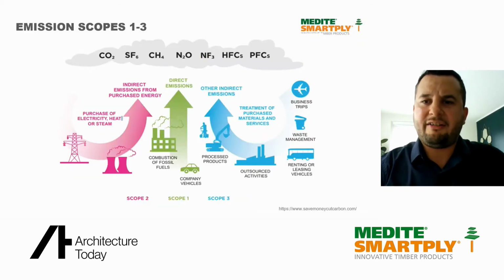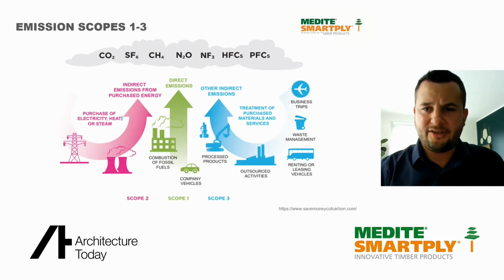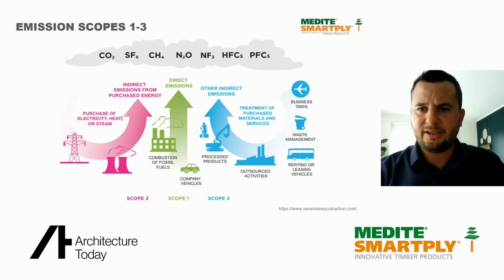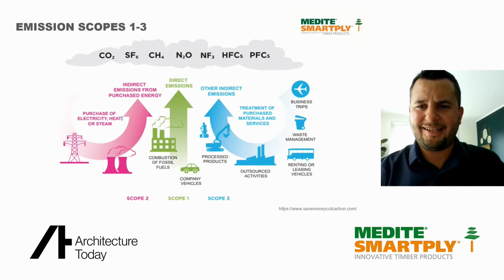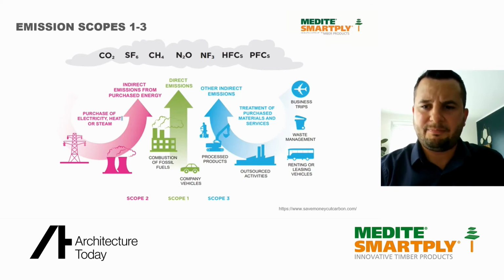In terms of defining our areas of focus, greenhouse gas emissions are categorized into three groups or scopes by the most widely used international accounting tool, the Greenhouse Gas Protocol. Scope one covers direct emissions from owned or controlled sources. Scope two covers indirect emissions from the generation of purchased electricity, steam, heating and cooling consumed by the reporting company. And scope three includes all other indirect emissions that occur in a company's value chain.